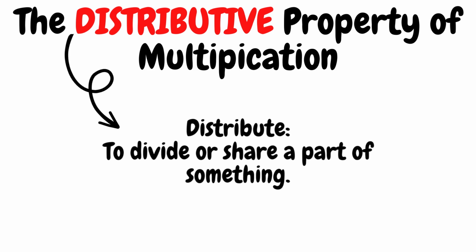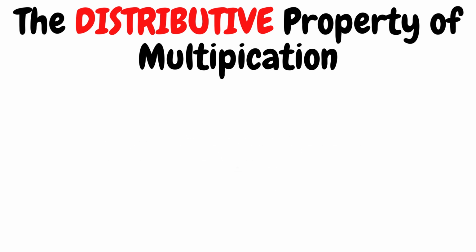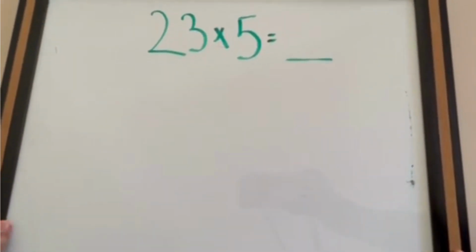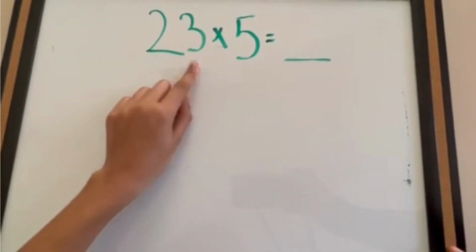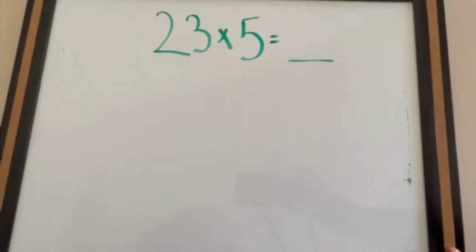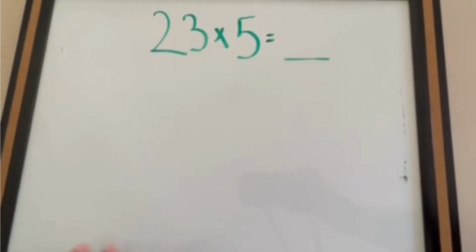Well, I know to distribute means to divide or share a part of something, but how does that apply to multiplication? Let me explain the distributive property with numbers. We're going to use the problem 23 times 5. Now, before we start decomposing or doing anything, we first need to set up our problem.